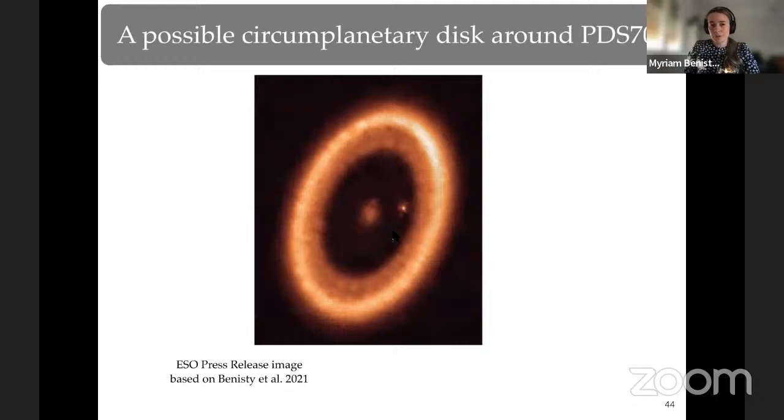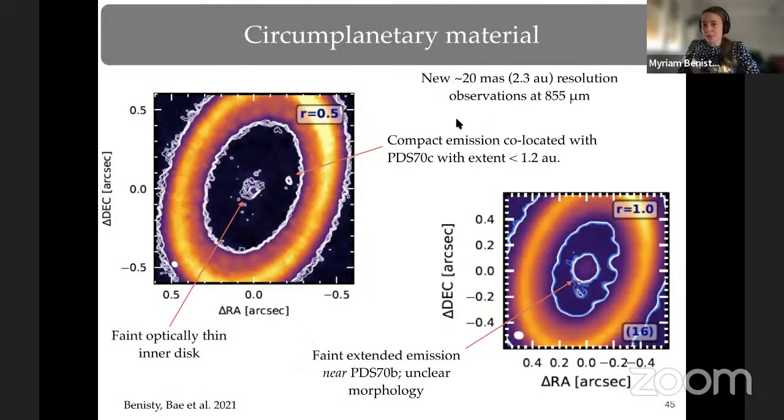And this is the beautiful ESO press release image that was made after our observation, where you see that there is this continuum emission close to planet C. And in practice, our observation reached a much better angular resolution. And that way we could really separate the emission around planet C from the outer disk. And that's an emission that is compact and we interpret as being due to a circumplanetary disk.